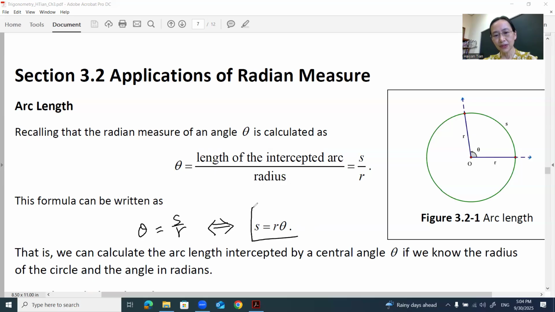So now with this new look of the formula, we can calculate S, the intercepted arc length. Arc length is equal to radius times theta, but theta has to be in radian measure. So be aware, because this formula is from the definition of the radian measure of theta. So immediately we have the arc length formula. Whenever you want to find the arc length, just multiply the radius by theta in radians.